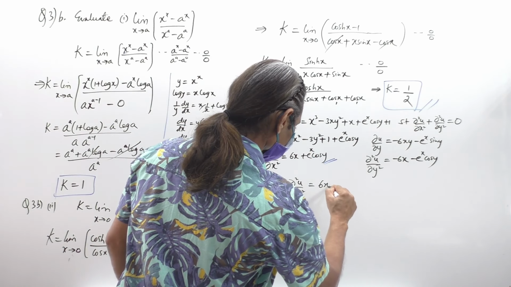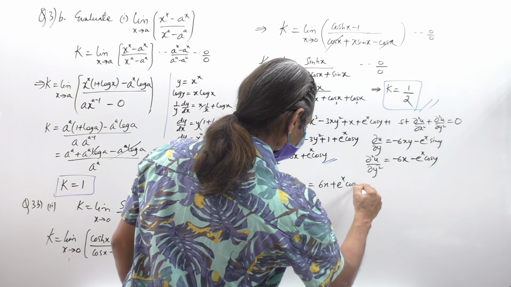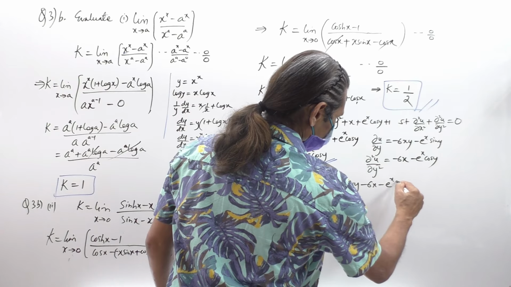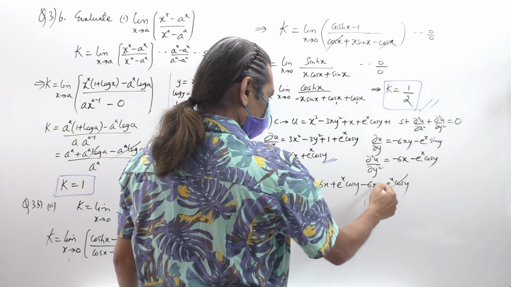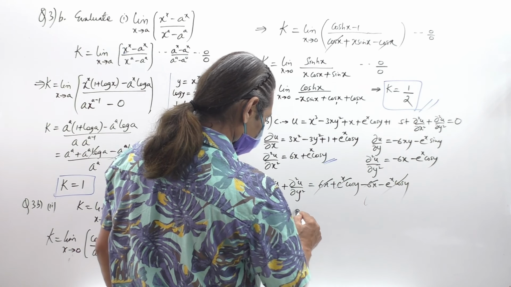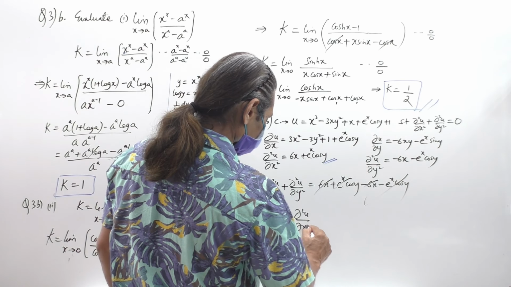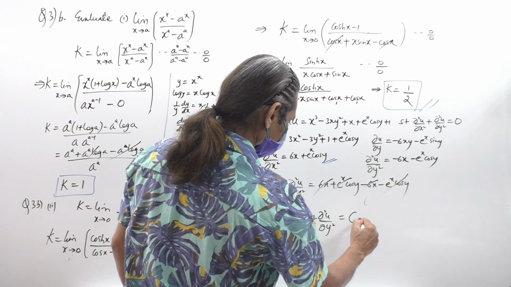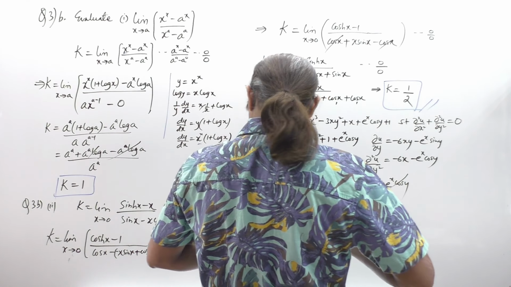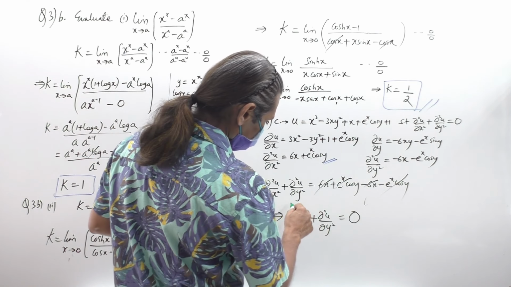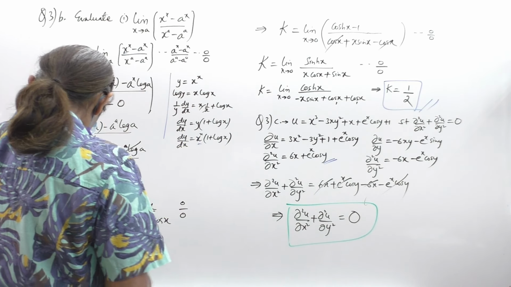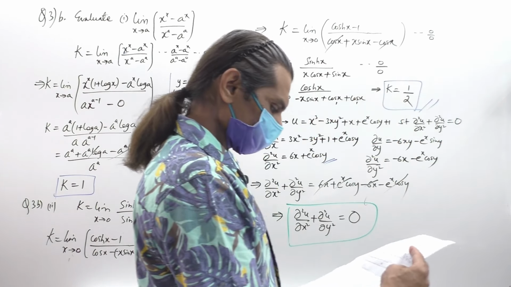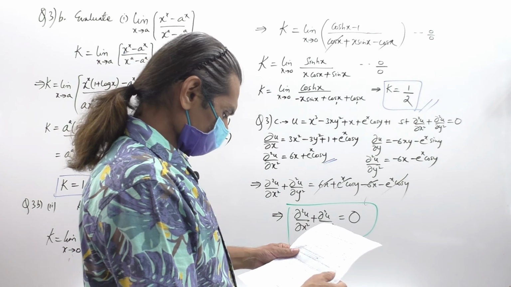That implies dou square u by dou x square plus dou square u by dou y square equals 6x plus e raised to x cos y. Again, what is dou square u by dou y square? So minus 6x minus e raised to x cos y. So damn simple question, everything cancels here. That implies dou square u by dou x square plus dou square u by dou y square is equal to 0. That's the solution. That's it. Okay. Fine. So we are done with question 3c.